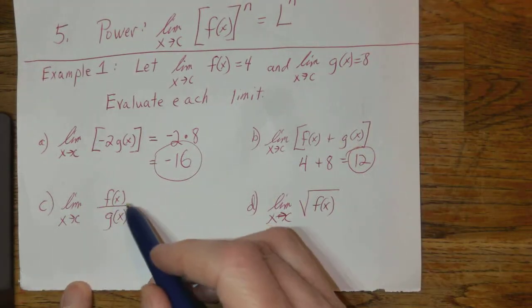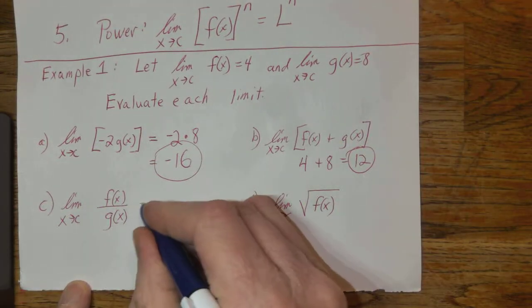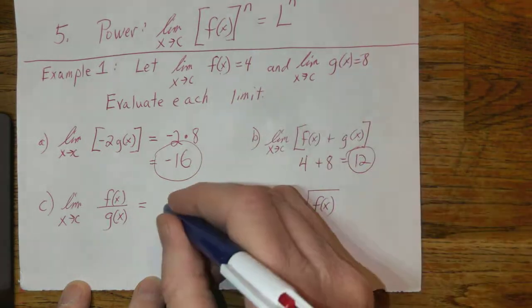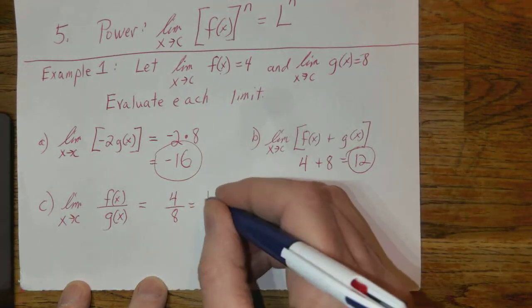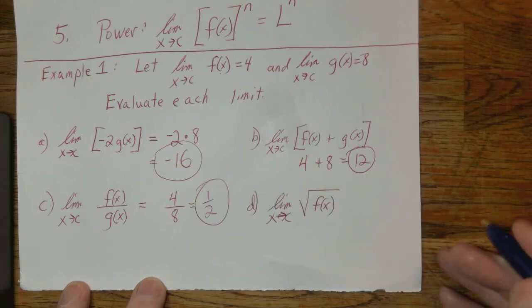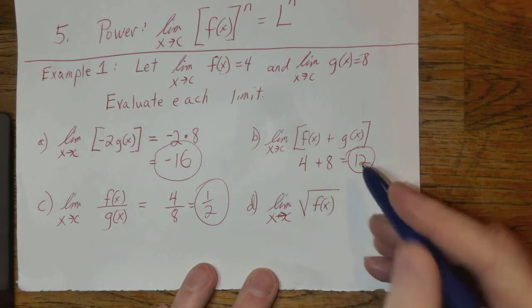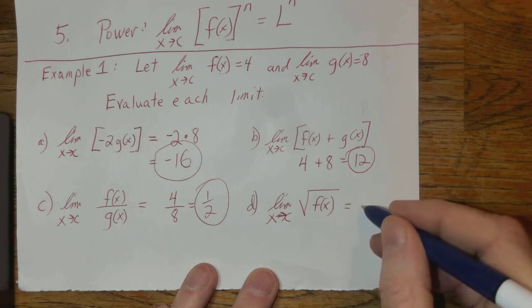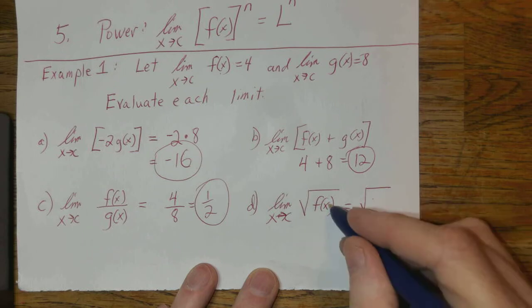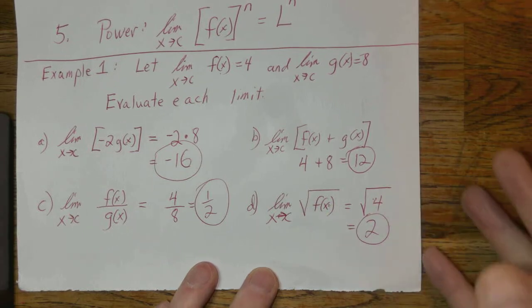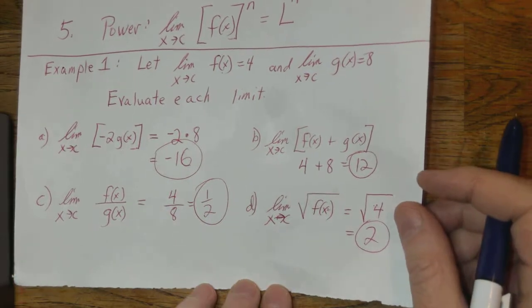Limit as x approaches c of f of x over g of x. The limit of f of x, again, is 4. Limit of g of x is 8. 4/8 is the same as 1/2. And the limit as x approaches c of the square root of f of x, so that's the square root of the limit of f of x, which is 4. The square root of 4 is 2. Alright, that's all there is to that.